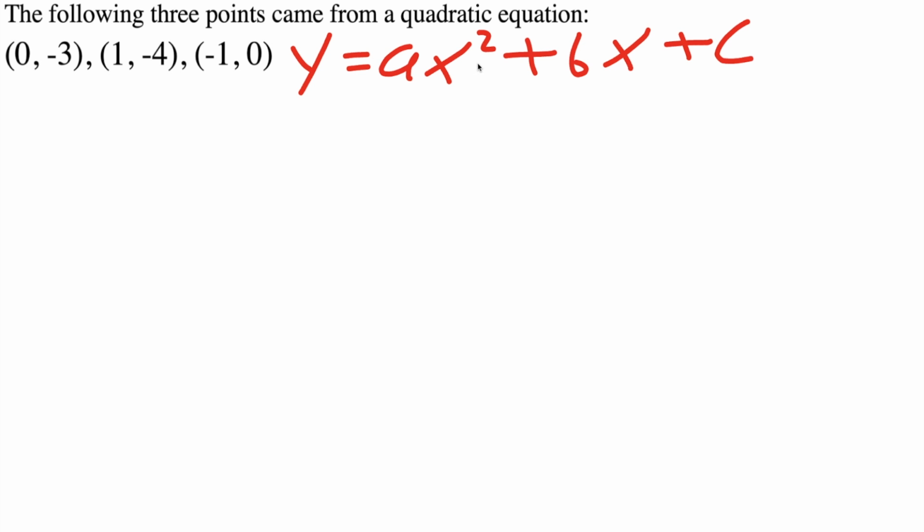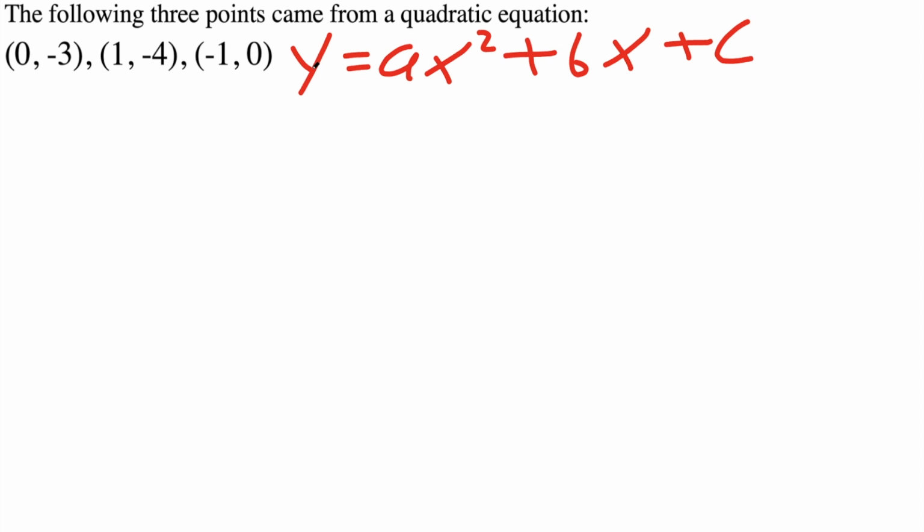Okay, so now we're going to solve this problem. And it's important to note that all 3 of these points came from a quadratic equation. That's why this works. It's not just random 3 points. These 3 points came from a quadratic equation. So let's get started. Our first step says write the standard form of the quadratic equation, which is y is equal to ax squared plus bx plus c. Our second step says replace x and y for each equation. So we have 3 of them.